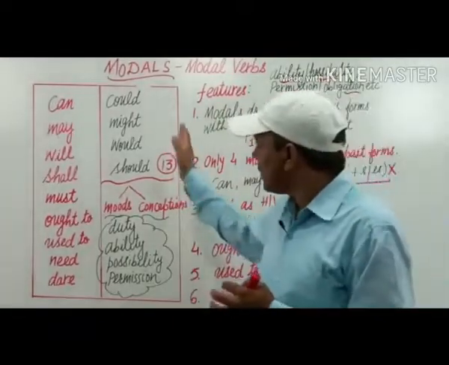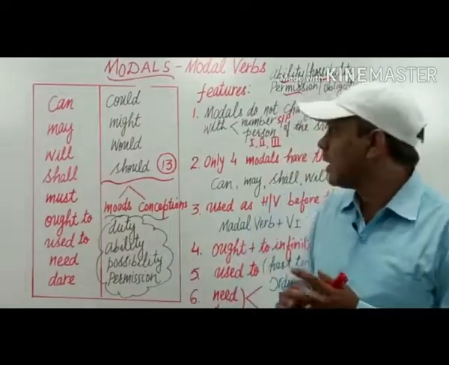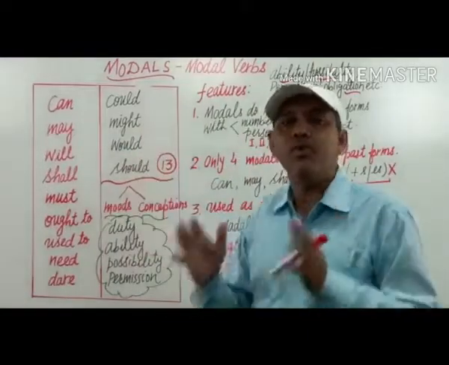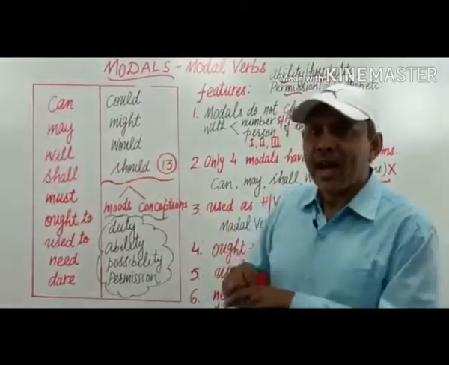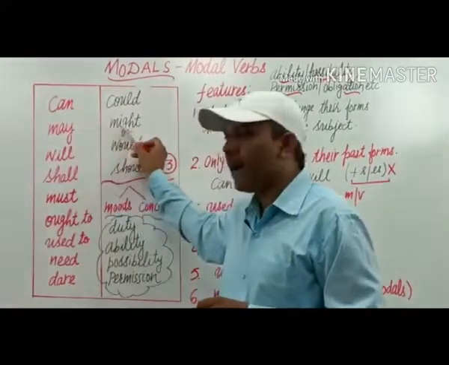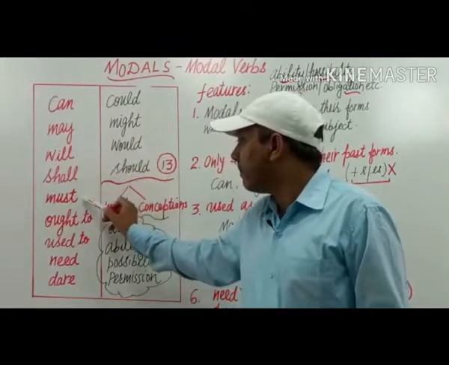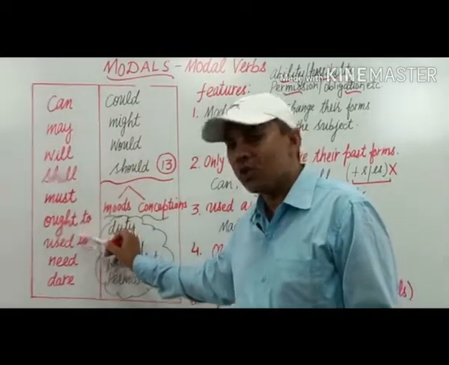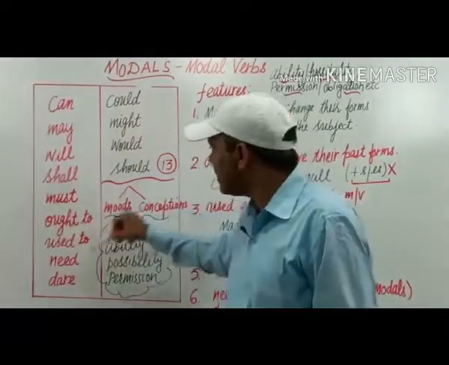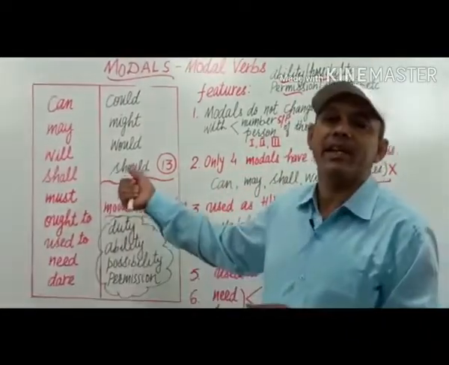I have written some words here on the left side of this whiteboard. This is the present form and this is the past form of modals. Let us have a recap. Can, could, may, might, will, would, shall, should, must, ought to, used to, need and dare. These 13 words are known as modal verbs in English grammar.